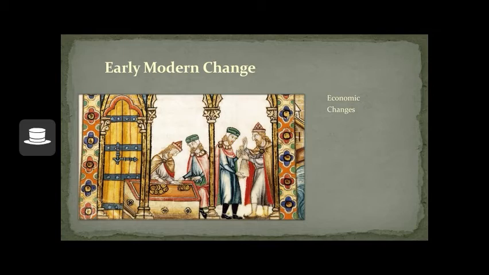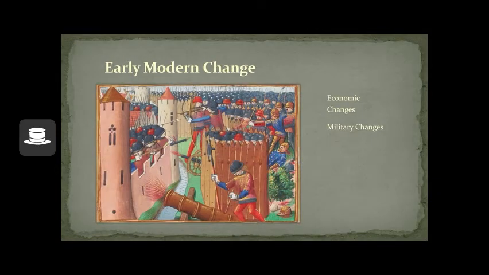So economic and social changes. Another reason are military changes. The early modern period sees the widespread use of gunpowder for the first time. Now, gunpowder was invented in the Middle Ages in China and slowly made its way to Europe, where it was soon widely adopted and really became a factor in the 1500s and 1600s. And gunpowder was going to make medieval warfare obsolete.